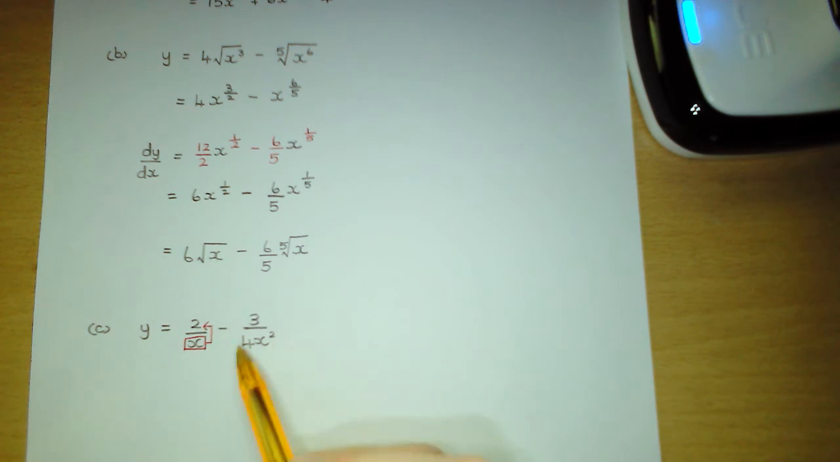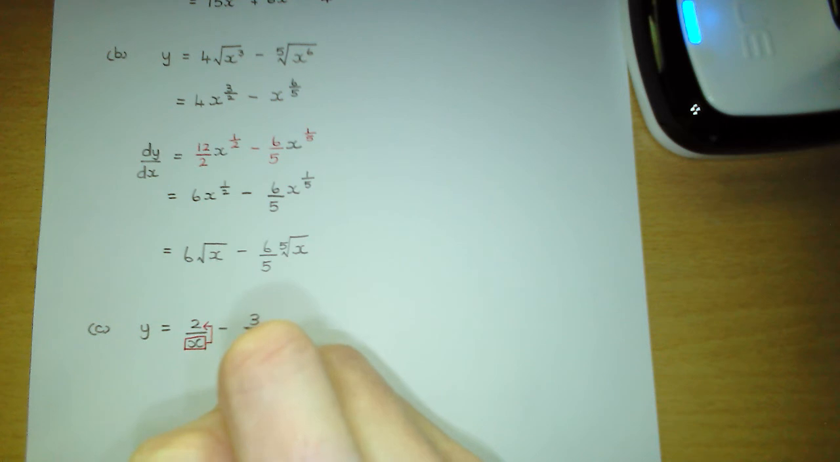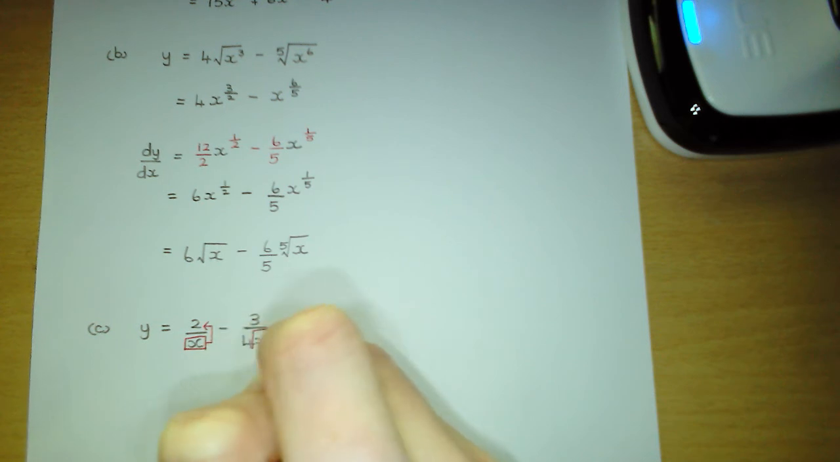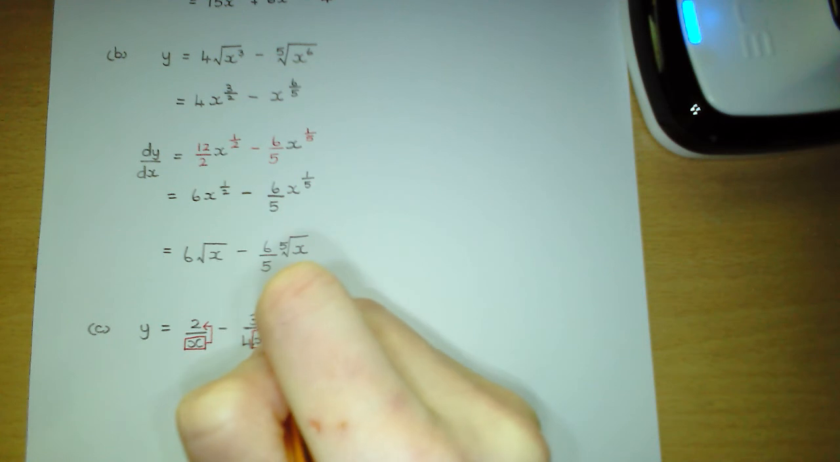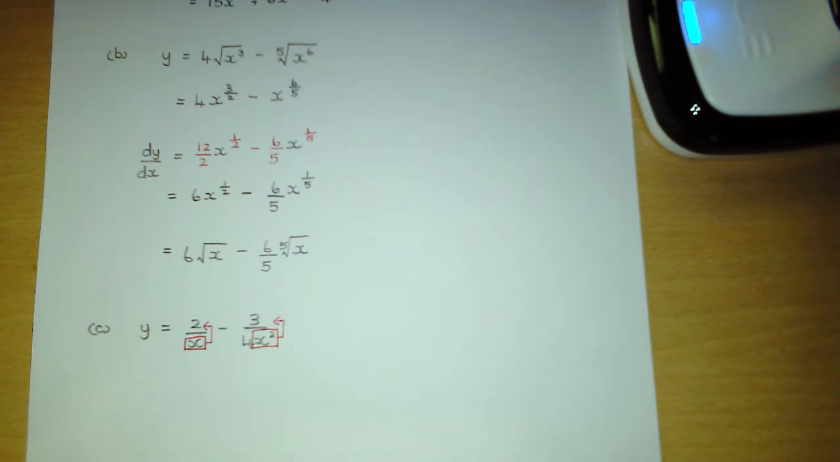For the second term, I'm only sliding x. You only ever slide x to the top line. You don't slide numbers to the top line. So we're going to slide x squared to the top line. So when we do that, we're just going to then change the sign of its power. So let's do that first.